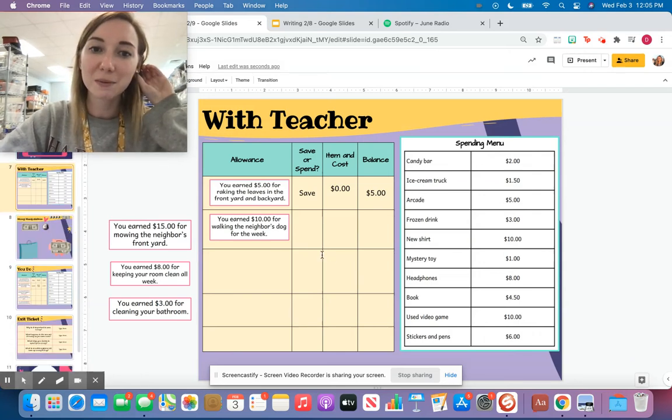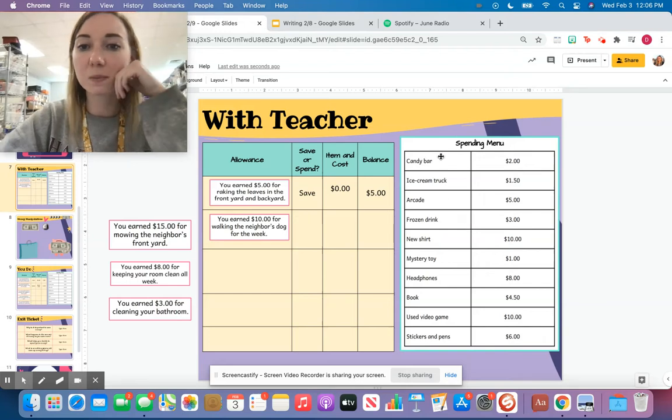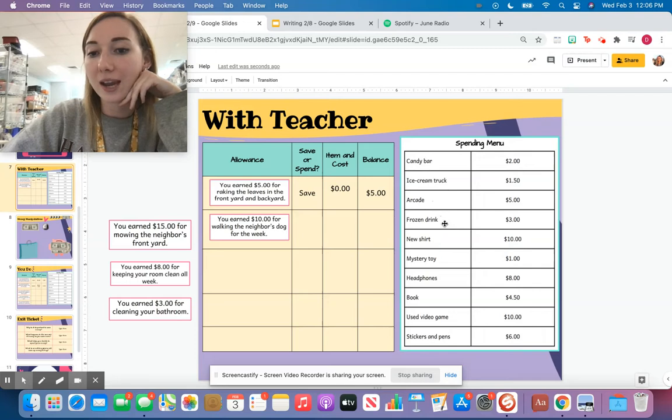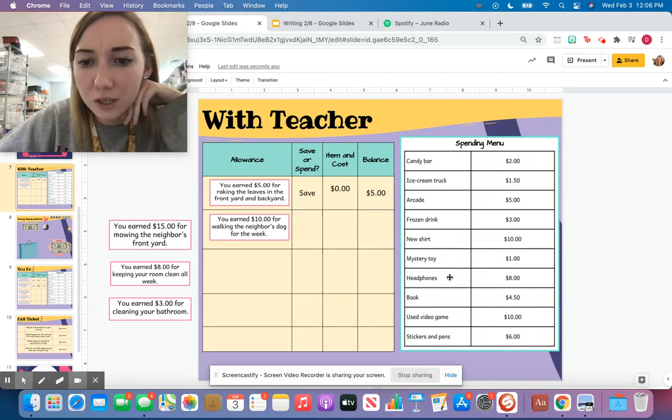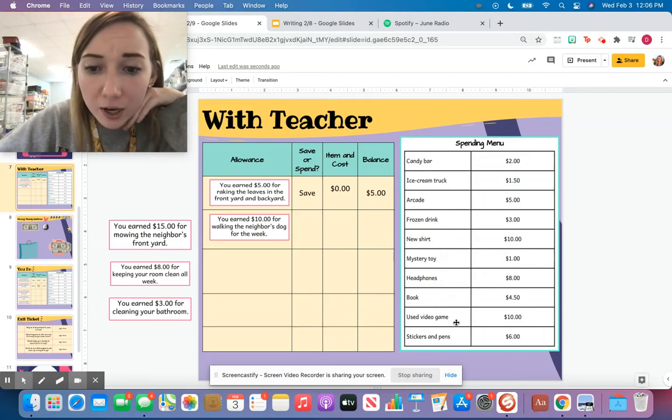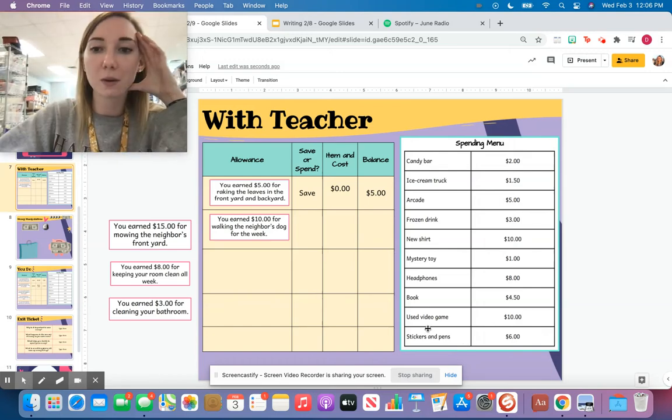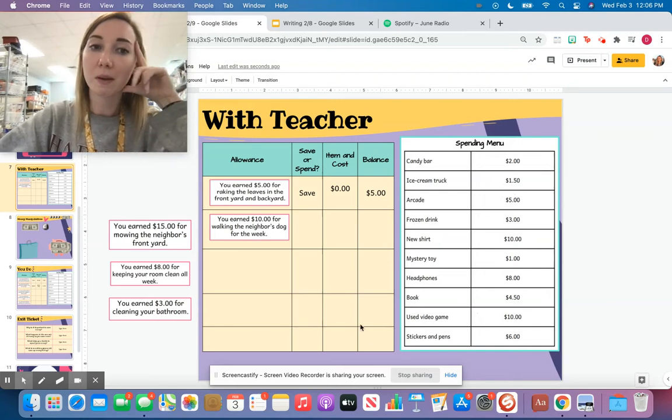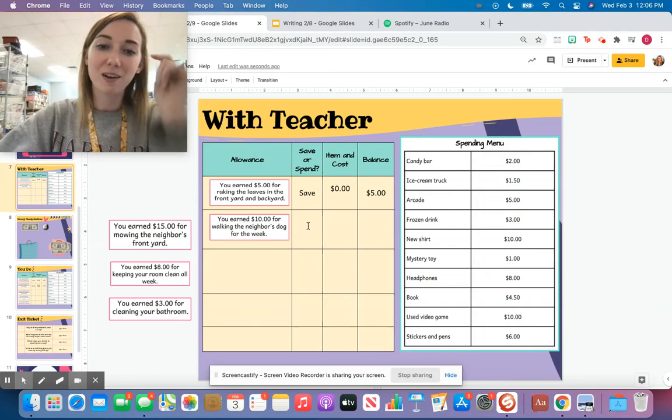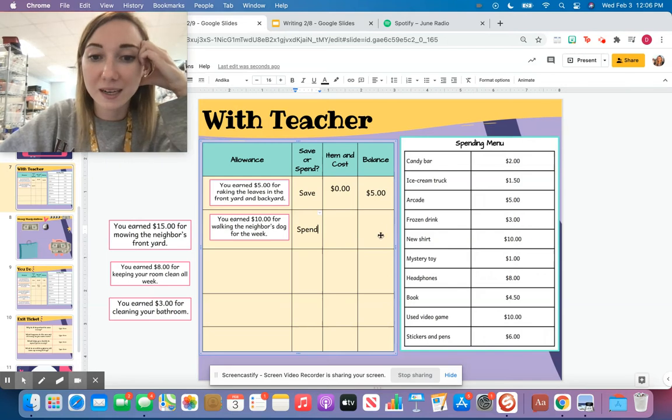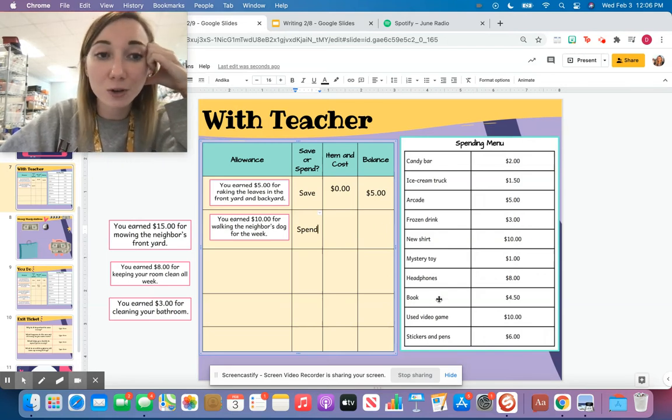Ooh, okay, I heard some people say spend that time. What do you guys think I should spend it on? I could buy a candy bar, an ice cream. I could spend it at the arcade, frozen drink, new shirt, mystery toy, headphones, book, used video game, or stickers and pins. Those are lots of options. There's so many things we can spend our money on, right? And this is what each costs. Shout out what you think I should spend my money on. So I'm going to spend it. And you know what? I think I'm going to buy a new book.